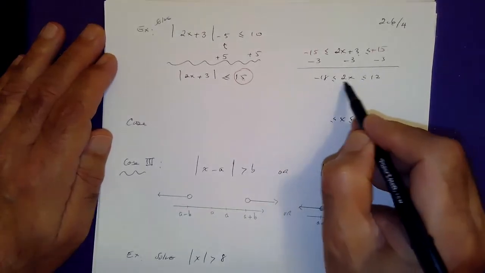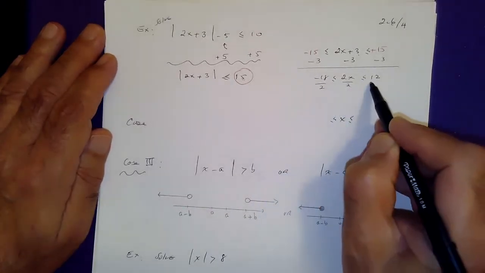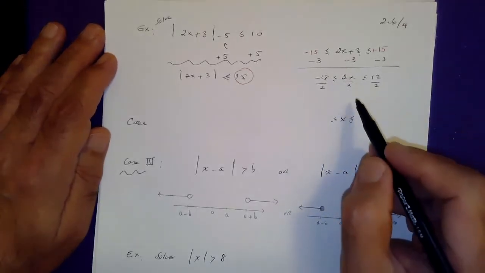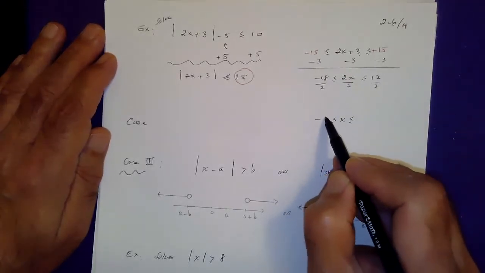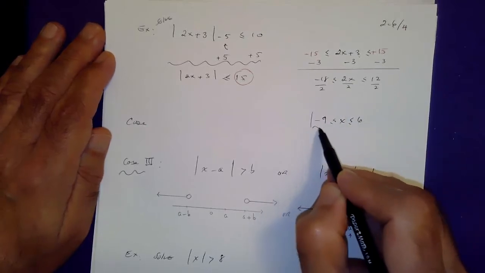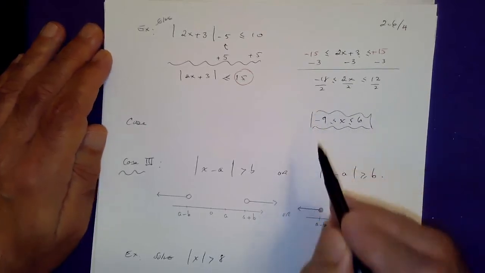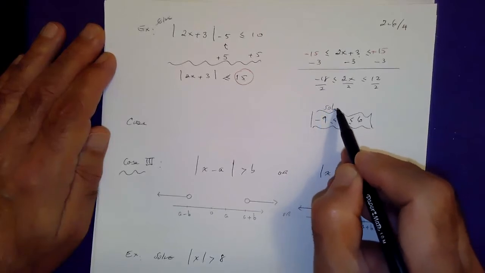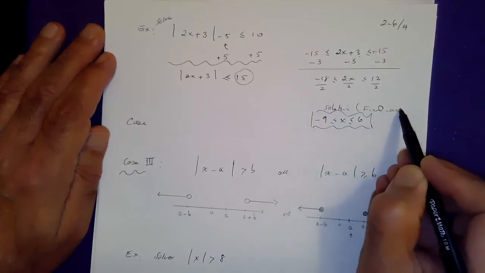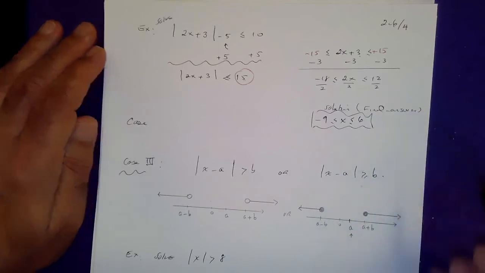Then I divide both sides by 2. Remember, 2 is a positive number, so there is no need to switch the signs. And what do I get? I get x is greater than or equal to -9, but less than or equal to 6. There goes the solution. This is the solution, or this is my final what? Answer. Do you see it?